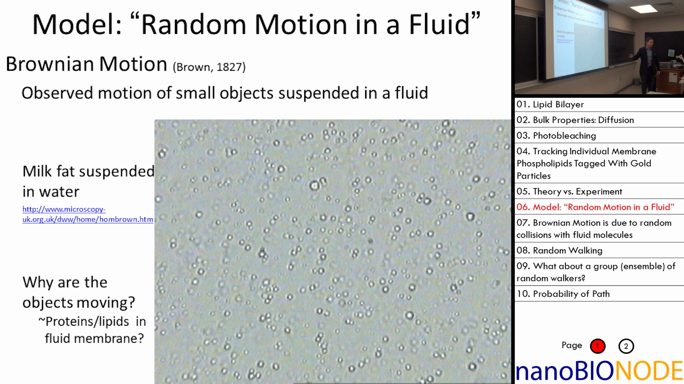Now, you see this kind of motion anytime you suspend any kind of small particle in a fluid. So the question is, you see this random motion, what is causing it? Why are these things moving? And is this kind of random motion similar to the kind of motion we see of the proteins or phospholipids in the fluid membrane that I showed you previously?